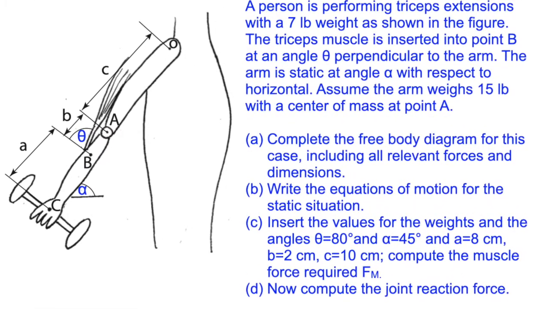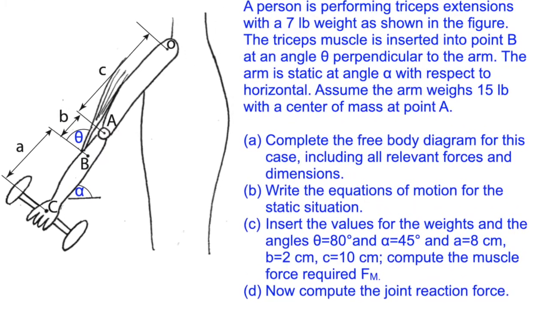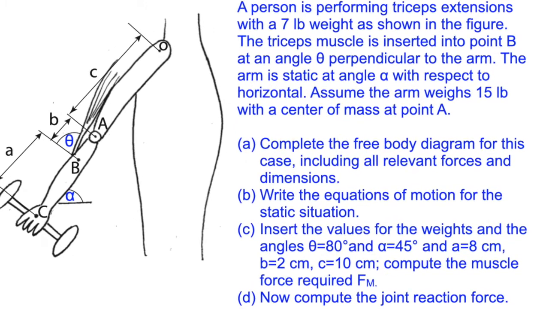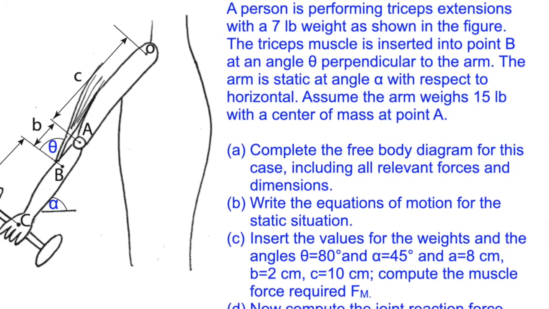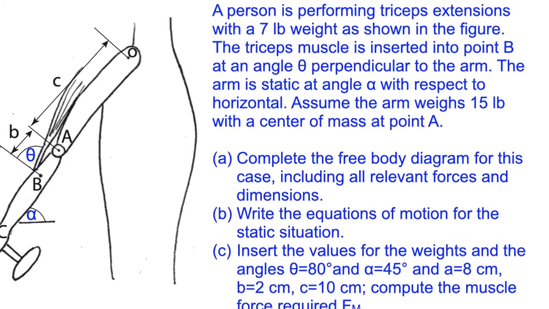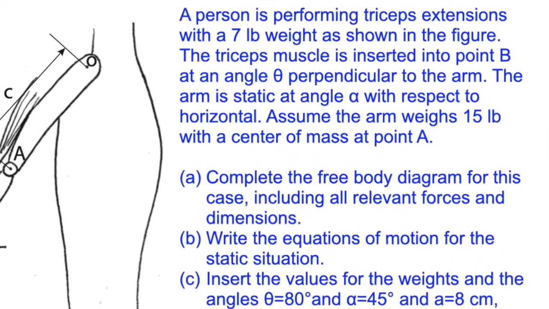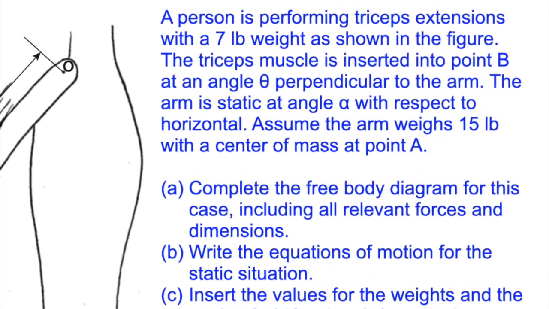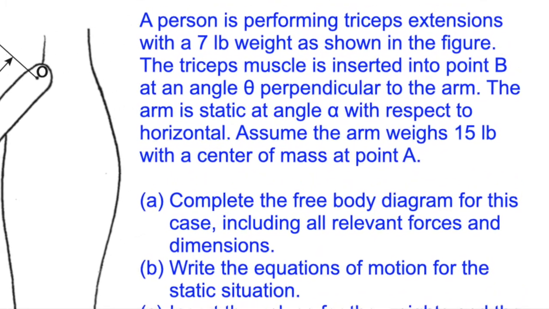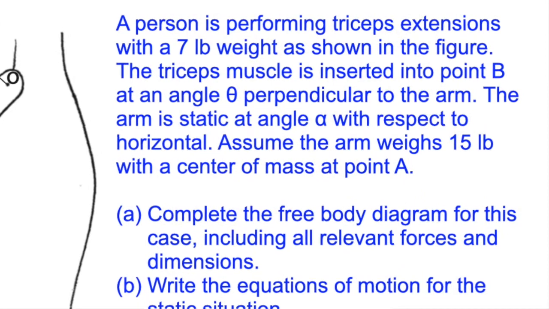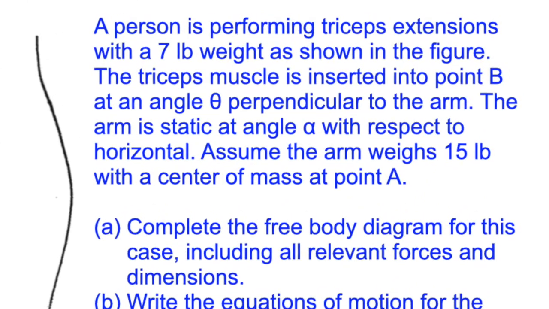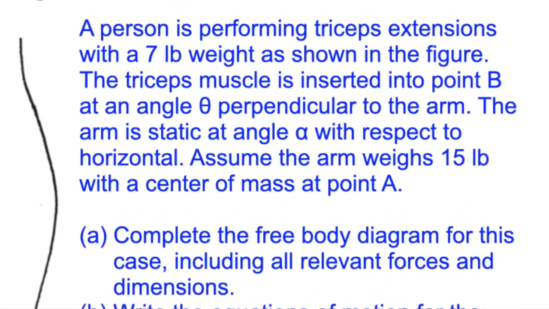Let's read through it. A person is performing triceps extensions with a 7-pound weight as shown in the figure. The triceps muscle is inserted into point B at an angle theta perpendicular to the arm. The arm is static at an angle alpha with respect to horizontal. Assume the arm weighs 15 pounds with a center of mass at point A.